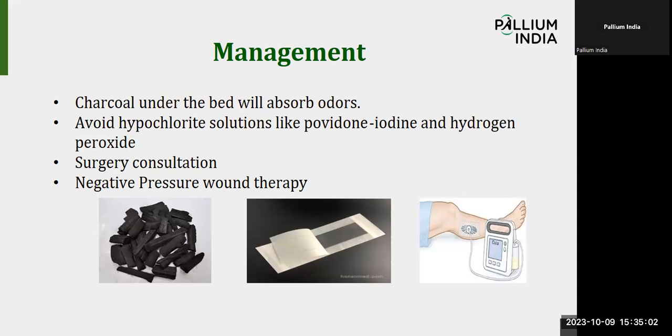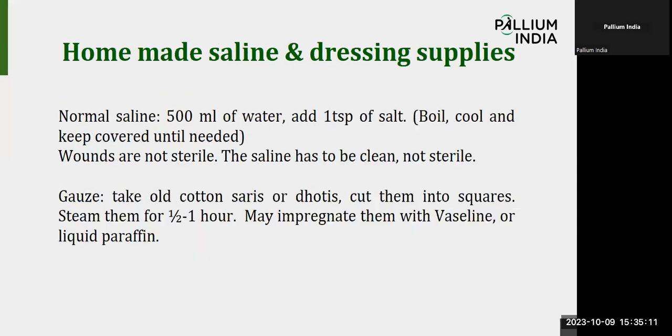Right? So how will you educate the caregivers, the patient and the family on how to make homemade saline and dressing supplies? Okay, so homemade saline is mainly normal saline. How you will educate them to make it: use 500 ml of water, add 1 teaspoon of salt, boil, cool, and then keep covered until needed. So half a liter of water is sufficient, along with 1 teaspoon of salt. It has to be boiled well and then cooled and covered with a lid. Wounds are not sterile, so saline has to be clean only, not sterile.